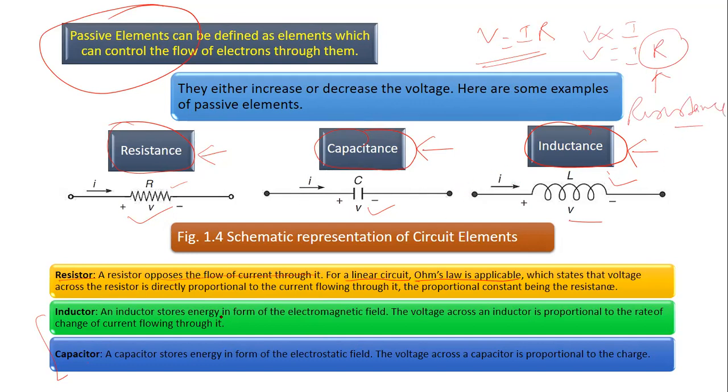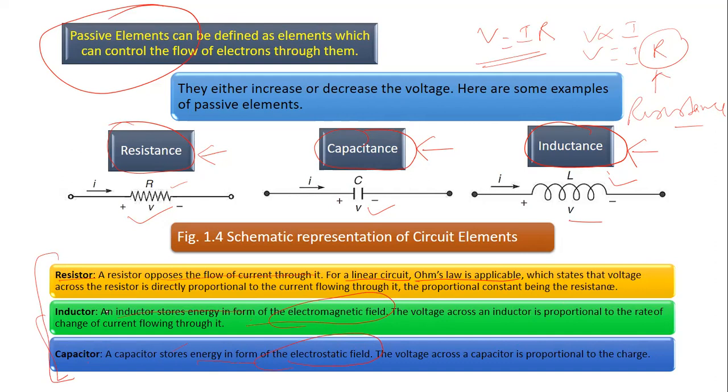Similarly, an inductor stores energy in the form of an electromagnetic field, and a capacitor stores energy in the form of an electrostatic field. The detailed analysis of these three would be studied in forthcoming lectures. As of now, we only have to understand what are the various types of circuit elements.